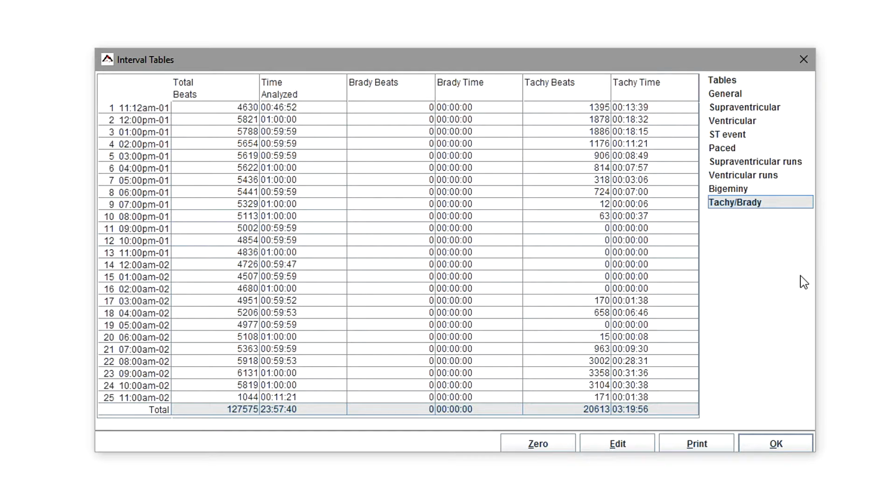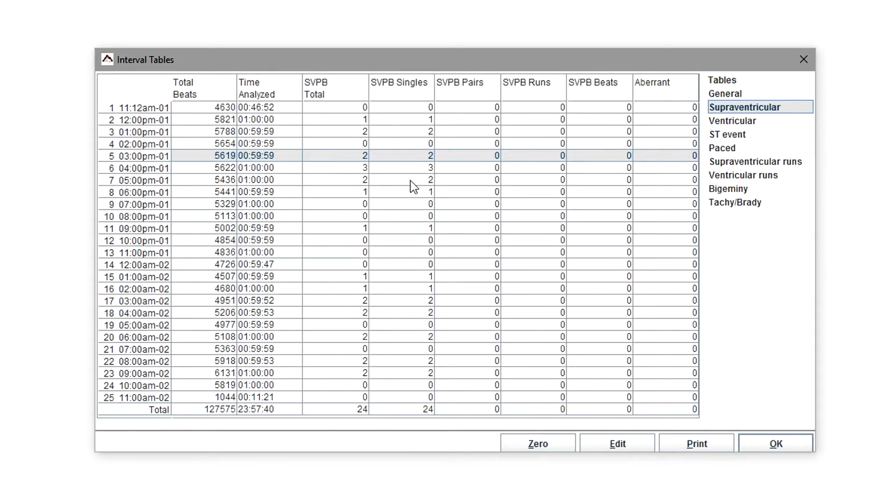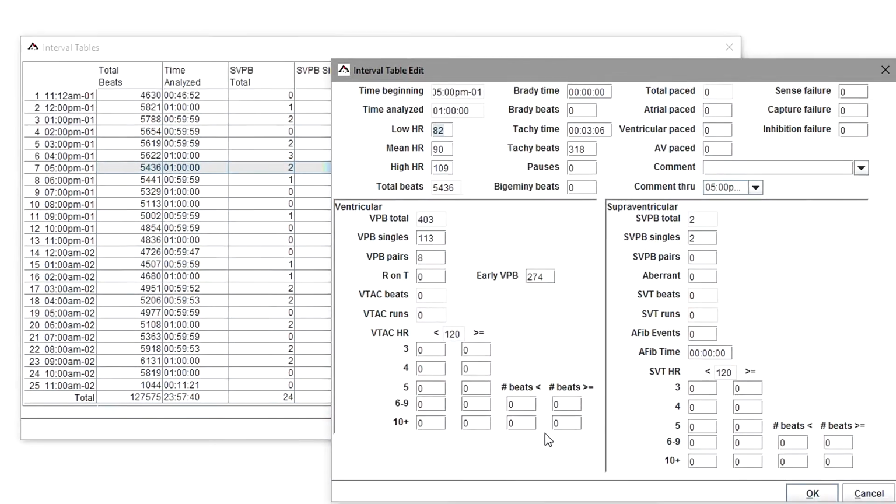Editing table entries. To edit information that appears in the tables, you can either use the Edit or the 0 button. In the interval tables, all but the ST event and oximetry tables, the Edit button opens the interval table Edit window that allows you to change information within the data field for a particular interval. To use the Edit button, first click on a particular interval in a table to highlight it, then click Edit.